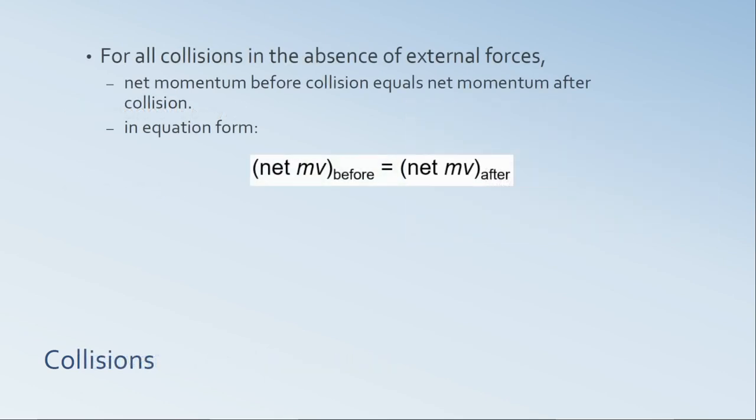And we can use the conservation of momentum when we deal with collisions as well. And this says for all collisions in the absence of an external force, the net momentum before the collision equals the net momentum after the collision. And we can write it as an equation: the net mv before is going to equal the net mv after. And of course, mv standing for mass times velocity.